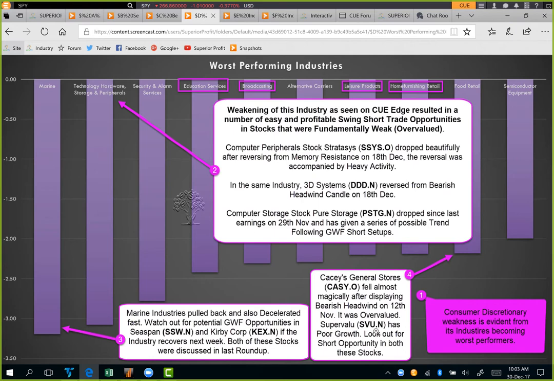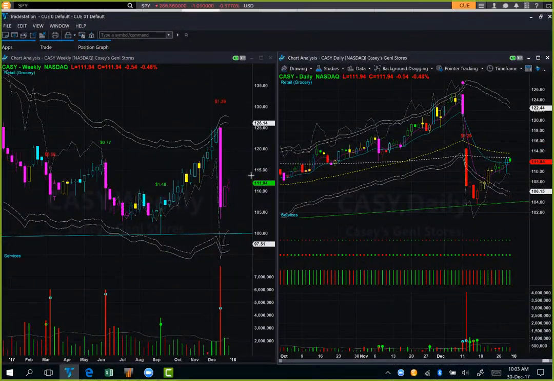And another stock, Super Value, SVU. It has poor growth now. Look out for short opportunity in both of these stocks. Let's at least look at CASY's. CASY's was going up strongly in the weekly chart, that was reflected in the daily chart. On this candle, Q daily chart displayed a bearish headwind, and almost magically it caught the very top.